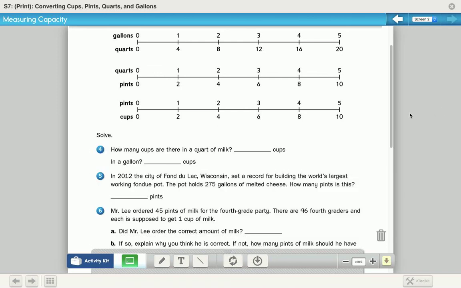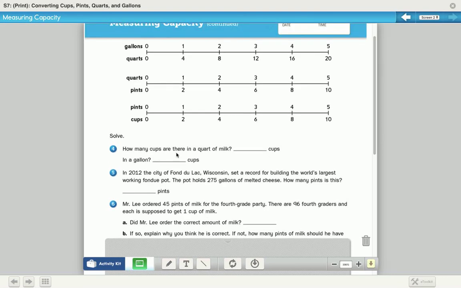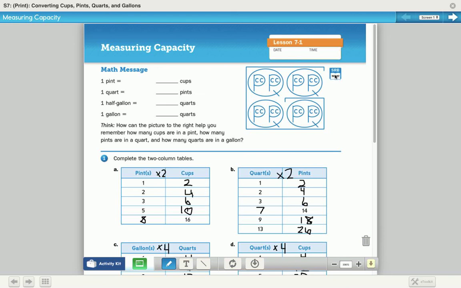Okay, so we're going to do a few problems associated with this. So how many cups are there in a quart of milk? Okay, so we have quarts, and we can go back to our picture. Cups in a quart. Okay, so here's a quart, and there's 1, 2, 3, 4 cups in a quart.